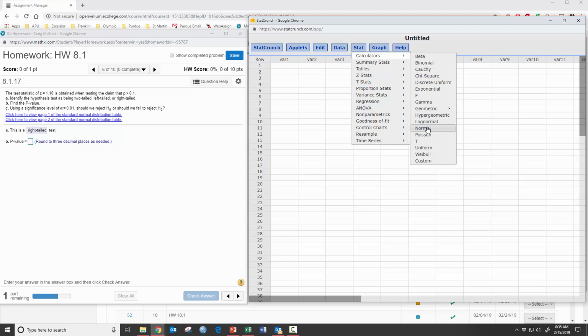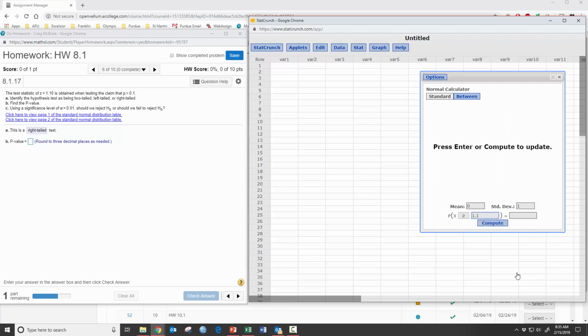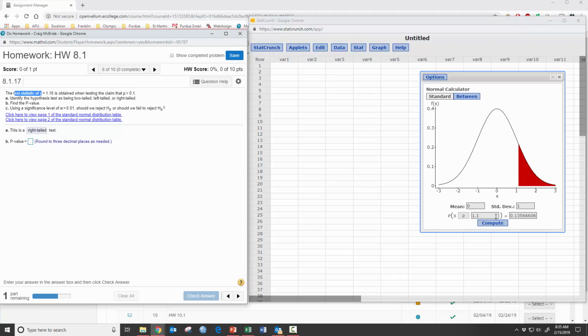Calculators. Now we're back on the normal calculator, right? Because we have a z-score, we leave it at 0 and 1. We're looking for greater than, right? And we have a z-score of 1.1. And you're going, well, where does the 0.1 come in? Well, that's our claim. And then based on the claim, we got a test statistic, right? A test statistic of 1.10. That's what goes in here. This is the p-value associated with that test statistic. So we can copy and paste this here and then round to 3 decimals, which would be 0.136.